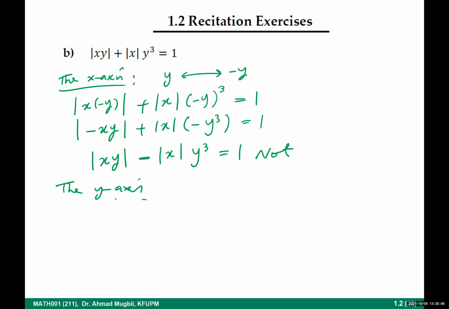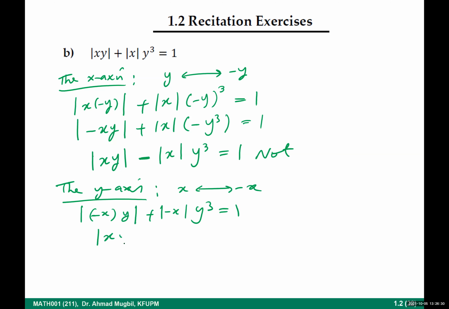Now let's see the y-axis. What will we see? Replace x by negative x. What will you get? Negative x multiplied by y plus the absolute value of negative x times y to the power 3 equals 1. So what is this? The absolute value of xy plus the absolute value of x times y to the power 3 equals 1. So what? It is symmetric.